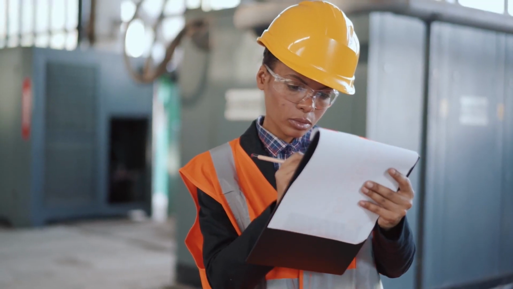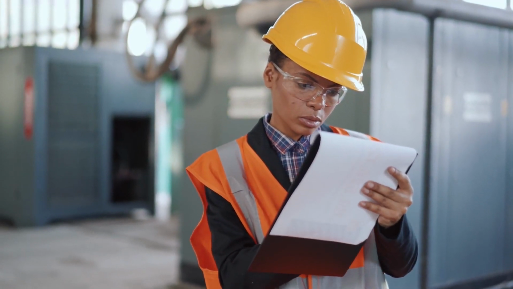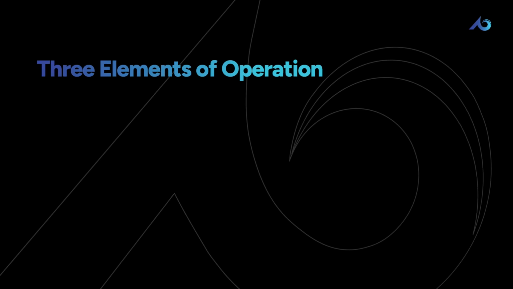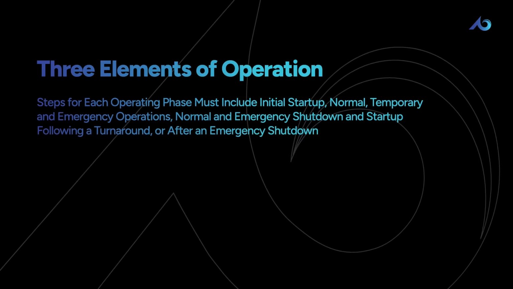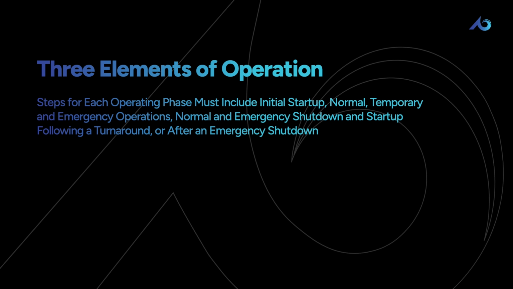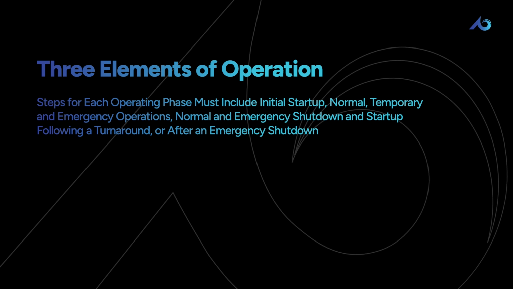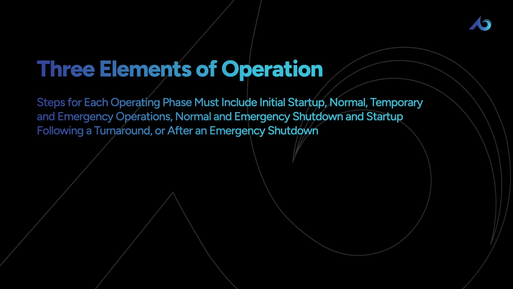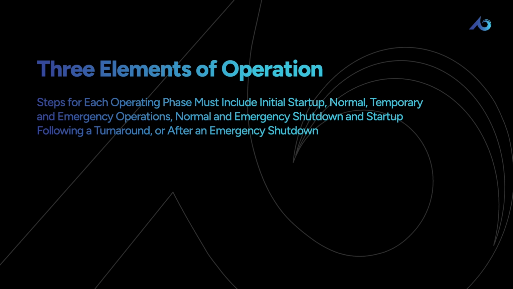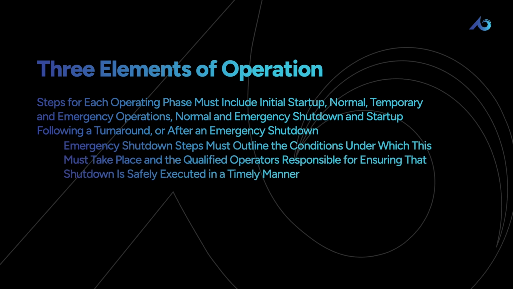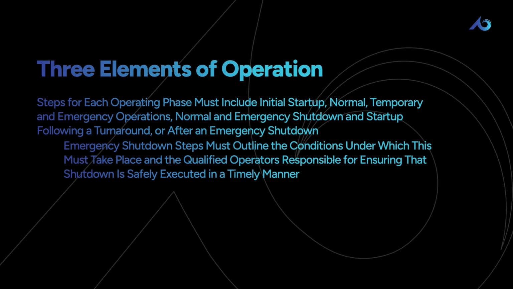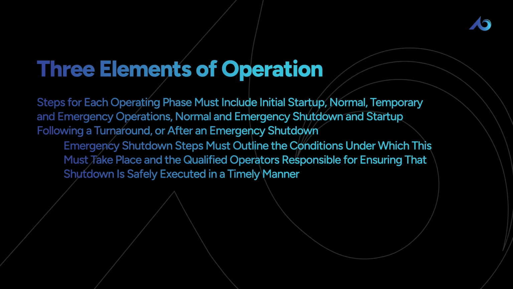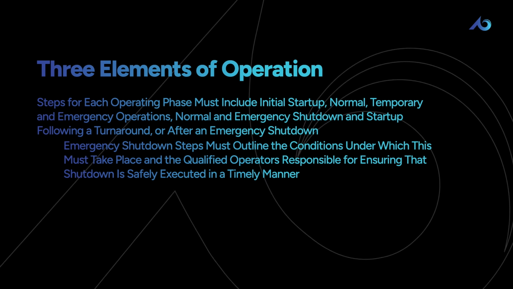The procedures must cover a series of topics within each of the three elements of operation. 1. Steps for each operating phase must include initial startup, normal, temporary and emergency operations, normal and emergency shutdown and startup following a turnaround, or after an emergency shutdown. Emergency shutdown steps must outline the conditions under which this must take place and the qualified operators responsible for ensuring that the shutdown is safely executed in a timely manner.